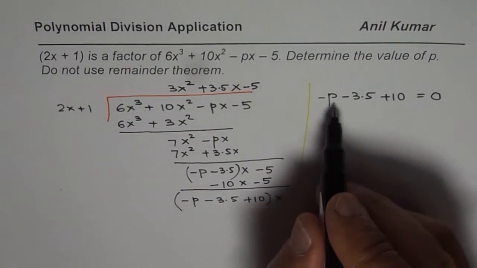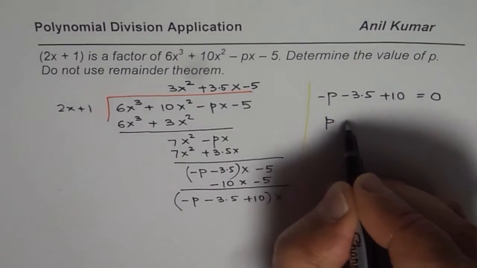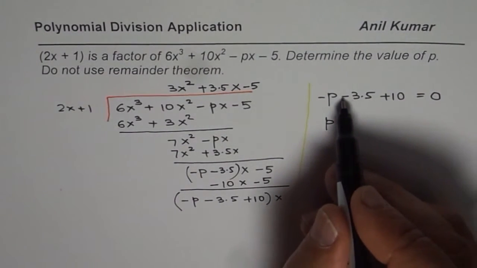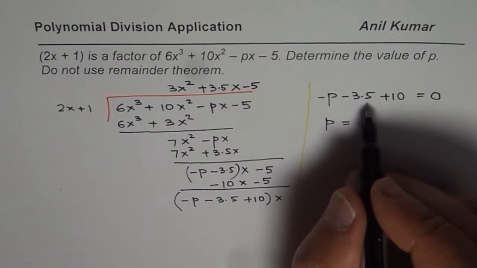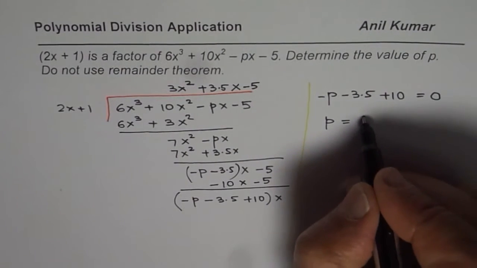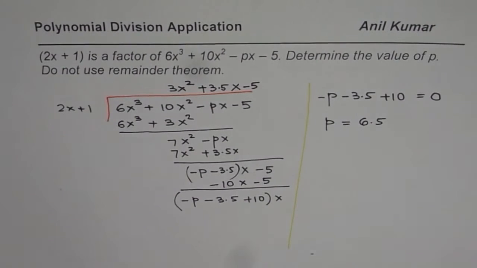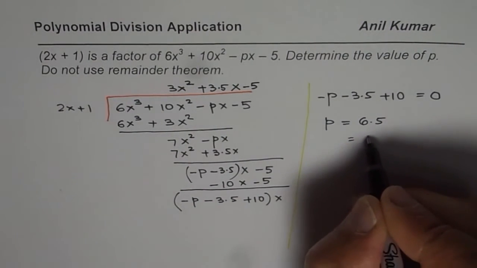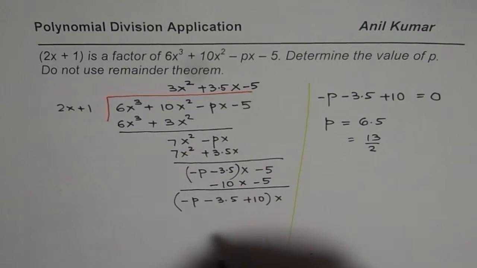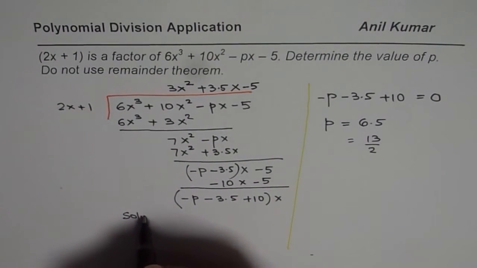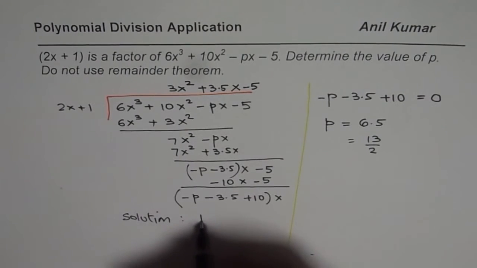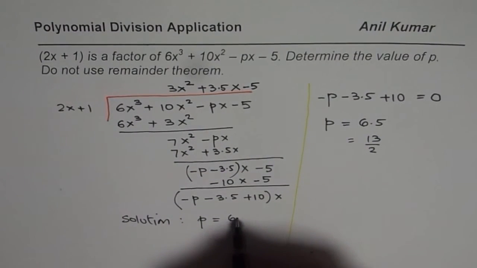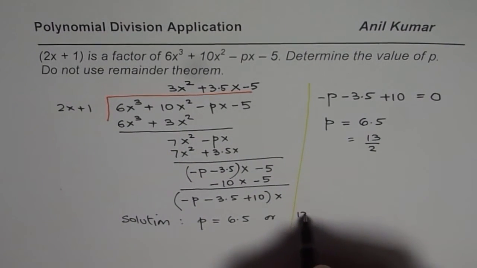Now let's solve for this. We'll take p to the other side, so we get p equals 10 minus 3.5, and 10 minus 3.5 is 6.5, right? So we get 6.5 as the value of p. So the p value should be 6.5. Do you get the idea, right? Or you could also write this as 13 over 2 if you want. Anyway, so we get our solution. The solution here is that p is equal to 6.5 or 13 over 2.